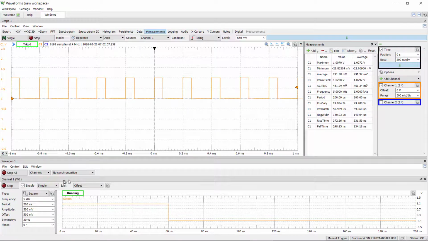And so if we make a change down here, we'll do another symmetry change. We'll go to 20%, make it a narrower pulse. There we are. And again, we'll reset the averages, and let's see what happened to our positive duty cycle. And there it is, 20%. And so we see how powerful measurements are.